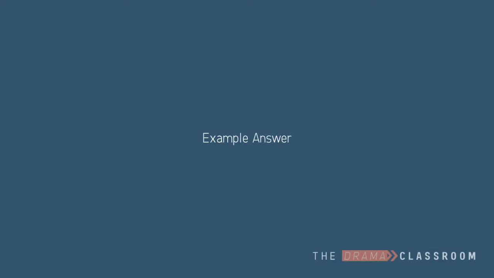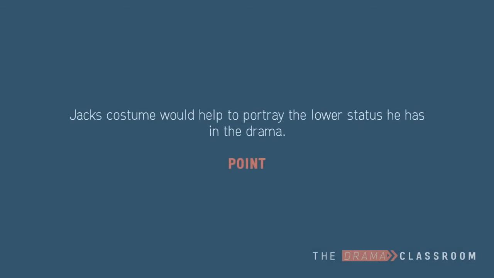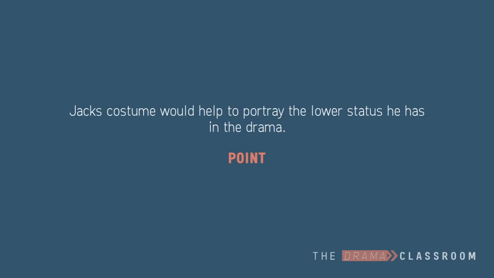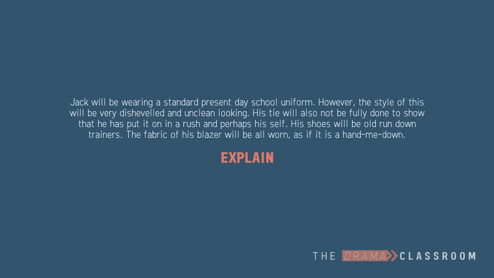Let's now look at an example answer. Jack's costume would help to portray the lower status he has in the drama. Jack will be wearing a standard present-day school uniform. However, the style of this will be very dishevelled and unclean looking. His tie will also not be fully done to show that he has put it on in a rush and perhaps dressed himself. His shoes will be old, run-down trainers. The fabric of his blazer will be all worn, as if it is a hand-me-down.